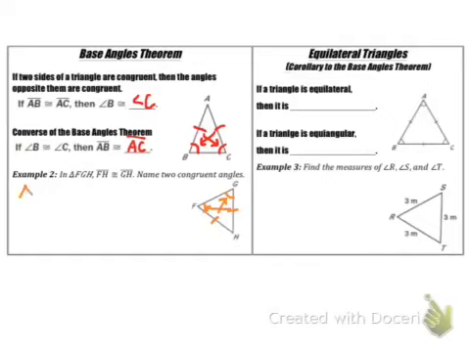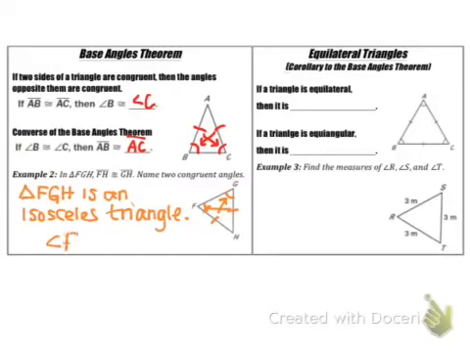Okay? So we can say triangle FGH is an isosceles triangle because we have the two sides that are congruent. So then we can say angle F is congruent to angle G.